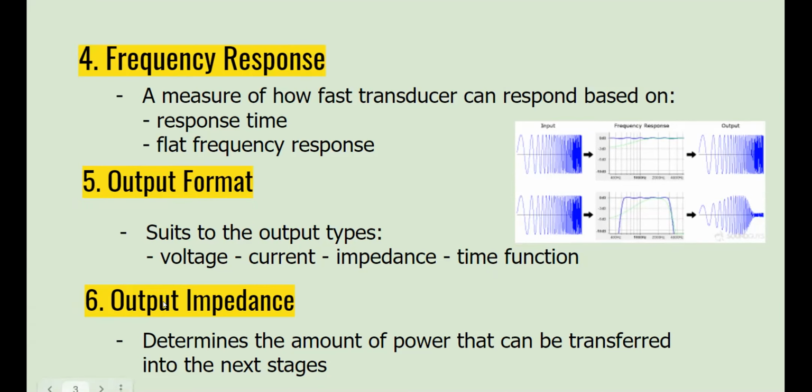And the sixth is the output impedance. The output impedance determines the amount of power that can be transferred into the next stage, because after the transducer we will transfer it into the conditioning circuit. So the output impedance cannot be equal to 0, but we have to minimize it to the very minimal.